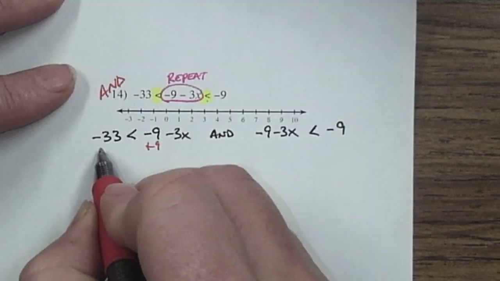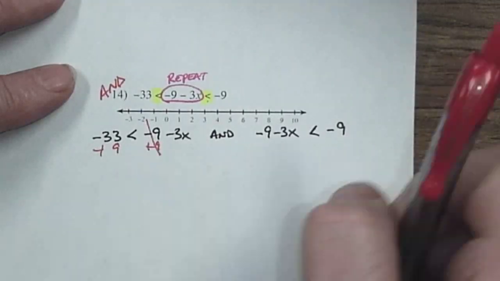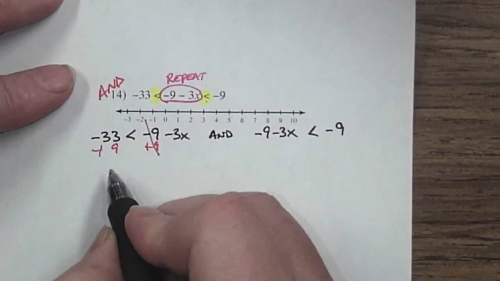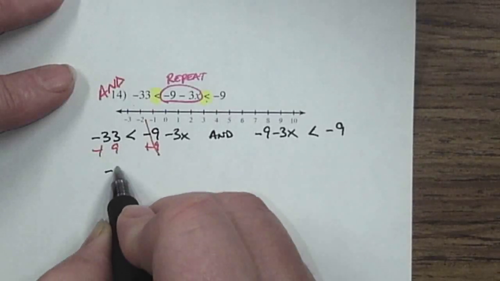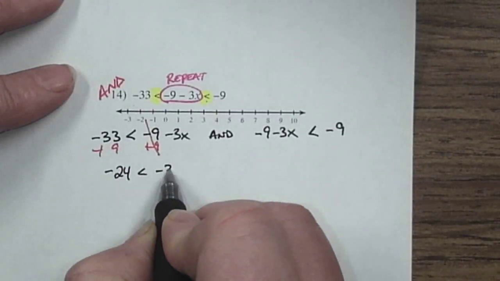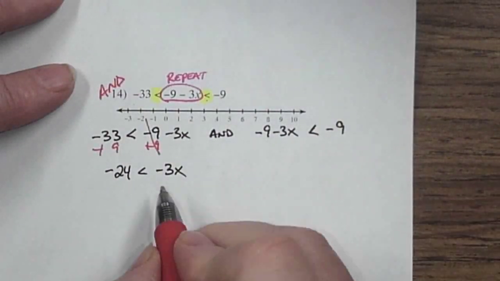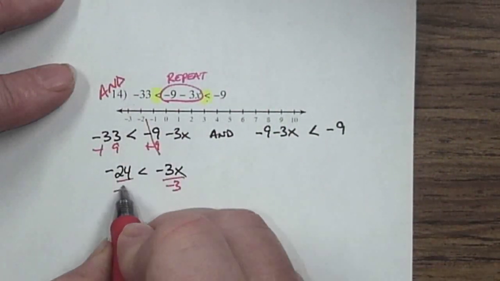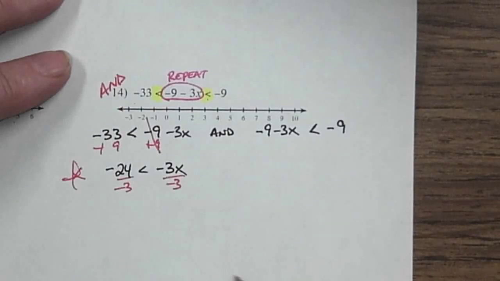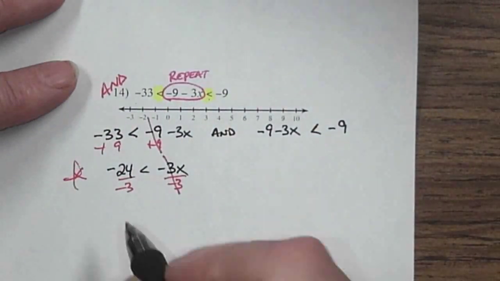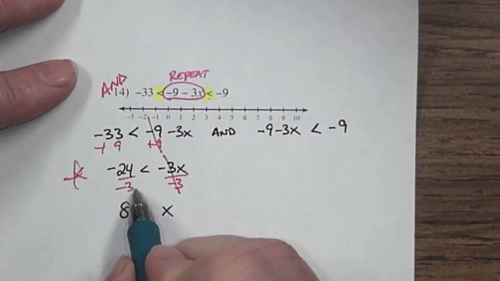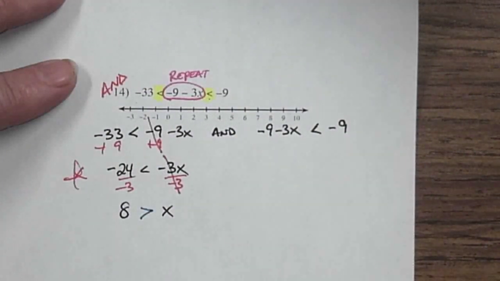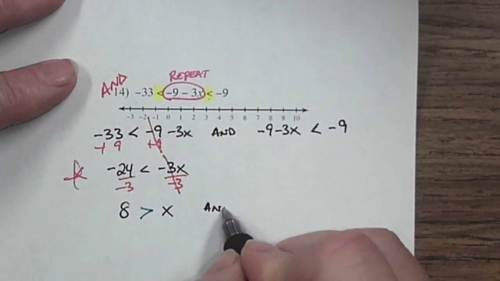Then we go ahead and solve the problem. Add the 9. We get negative 24 less than negative 3x. Divide by negative 3. So this becomes 8, x, and because we divided by a negative, we switch. We're going to write "and."